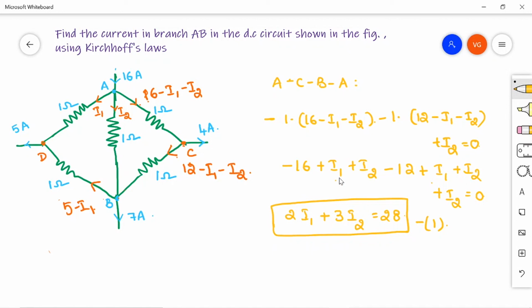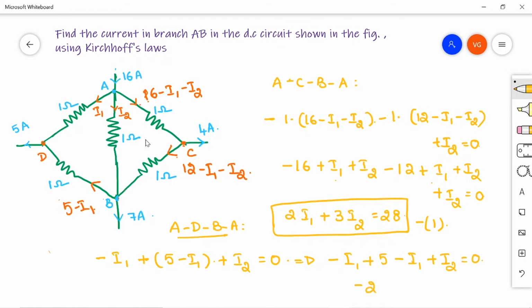Now writing the second equation, along the network ADBA. Choosing the loop ADBA, I get minus I1. Similarly, as you are going in the opposite direction to the current here, plus (5 minus I1) into 1. Then coming to here, you are also moving in the opposite direction, so minus of minus I2 is plus I2, and that is equal to 0. Now simplifying this, I get minus I1 plus 5 minus I1 plus I2 is equal to 0, that is nothing but minus 2I1 plus I2 is equal to minus 5. So these are the two equations I am getting.